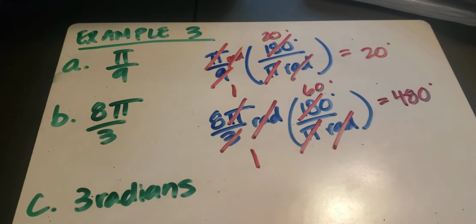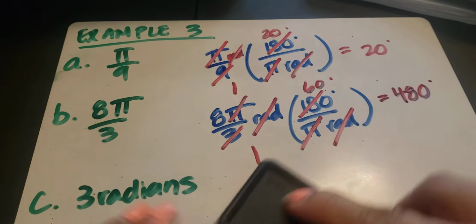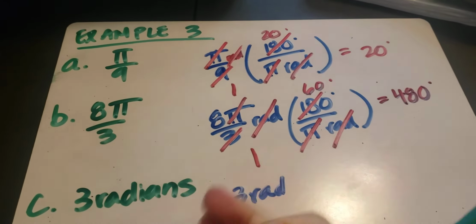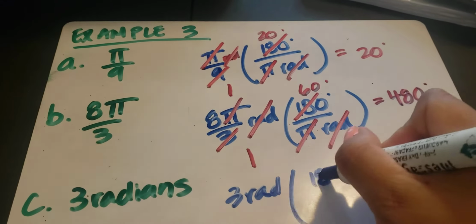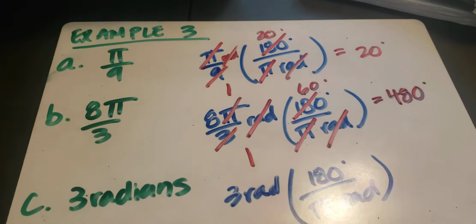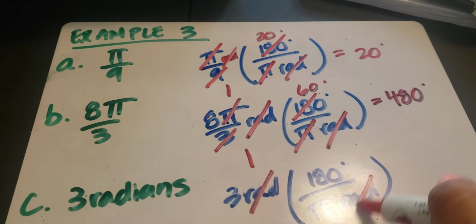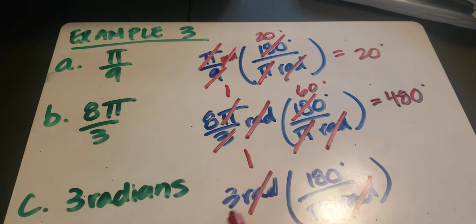Okay. All right, last one. 3, oops, let me use my blue marker, sorry. 3, I'm not going to write the whole word radians, I'm just going to write rad. 3 rad times 180 degrees over pi rad. All right, notice this time we don't have a pi to cancel out. So all we're going to cancel out is the rad. And then we just multiply this straight across.